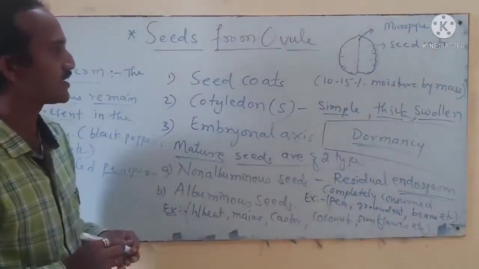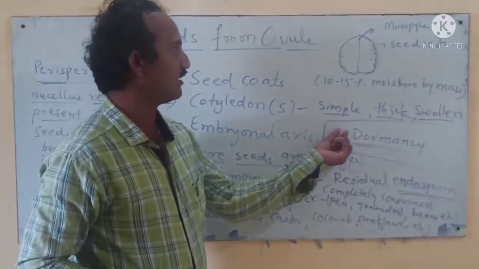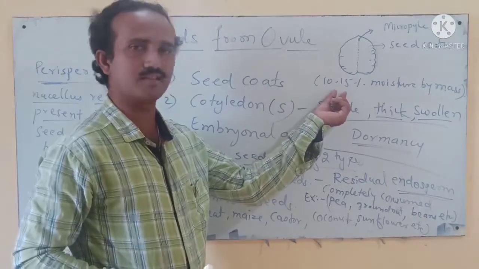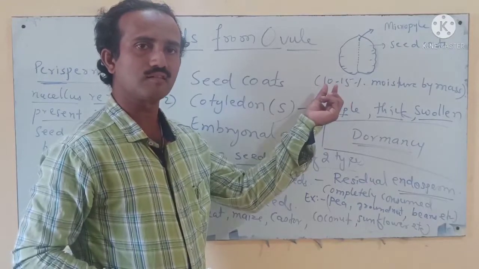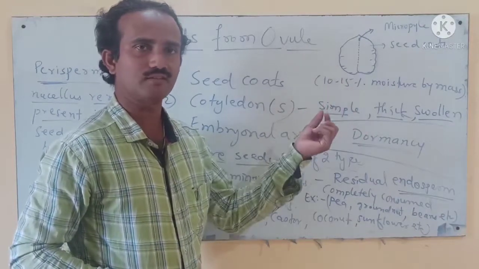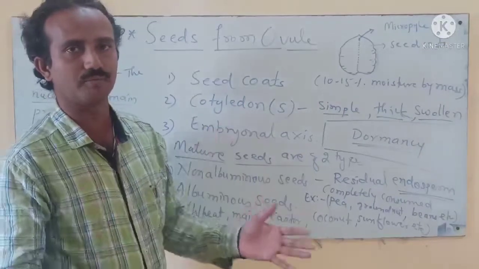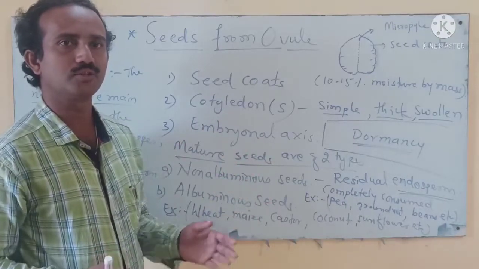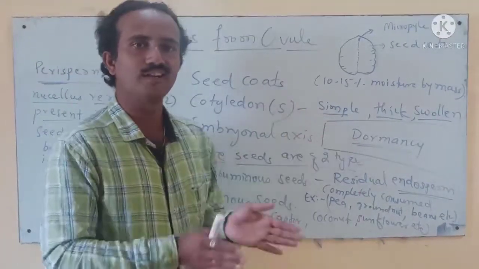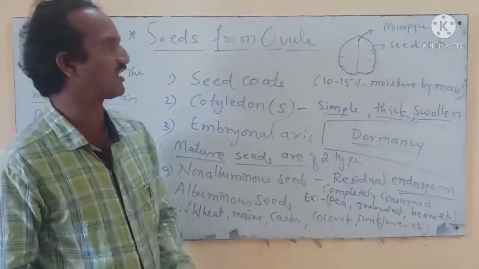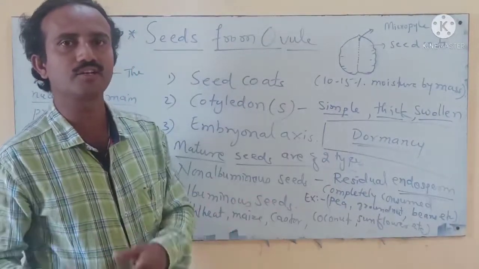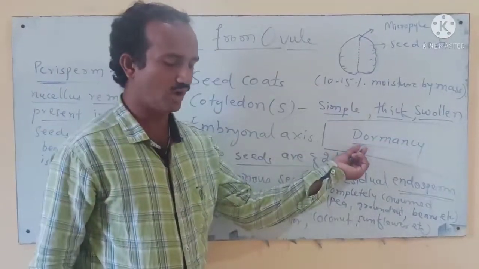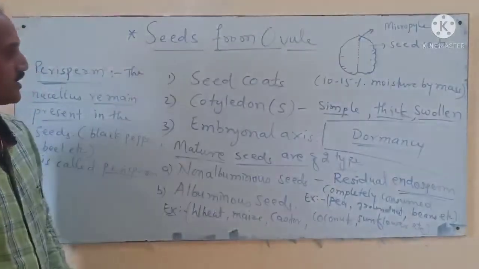So what does dormancy mean? At the embryo stage of the seed, the general metabolic activity of the embryo slows down. Due to that, the seed enters into the inactive stage. That inactive stage is called dormancy.